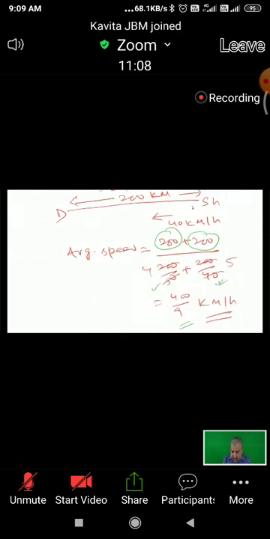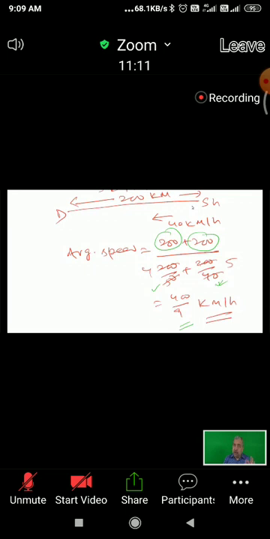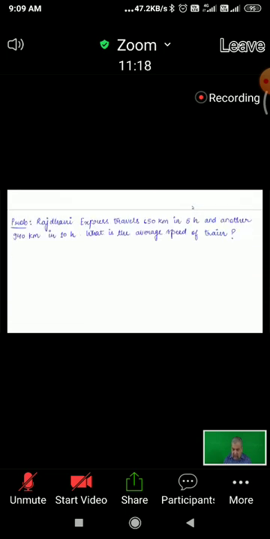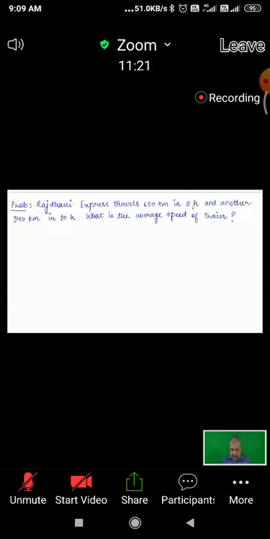I hope you understand. Basic is, average speed is total distance traveled by time taken. Now start with one question. This is the question. Try this question. Very simple question. Rajdhani Express travels 650 km in 5 hours and another 940 km in 10 hours. What is the average speed of the train? Very simple question I have given you.